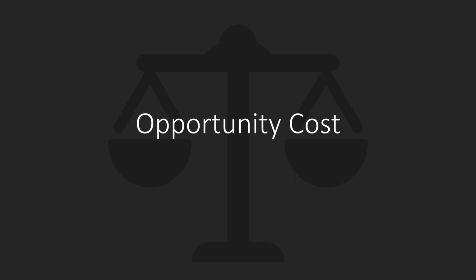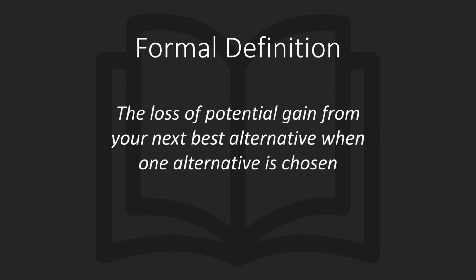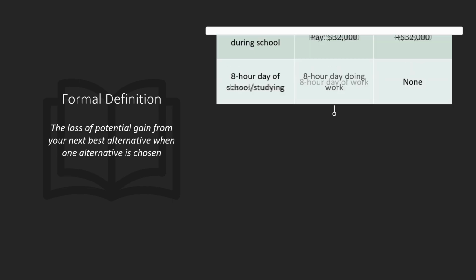Hello everybody. Today I will be talking about opportunity cost. The formal definition for opportunity cost is the loss of potential gain from your next best alternative when one alternative is chosen. Let's use an example similar to the one talked about in class.